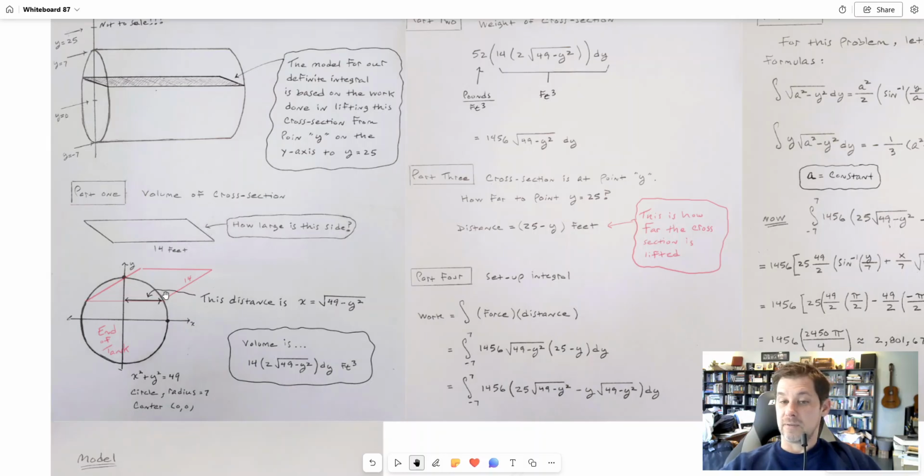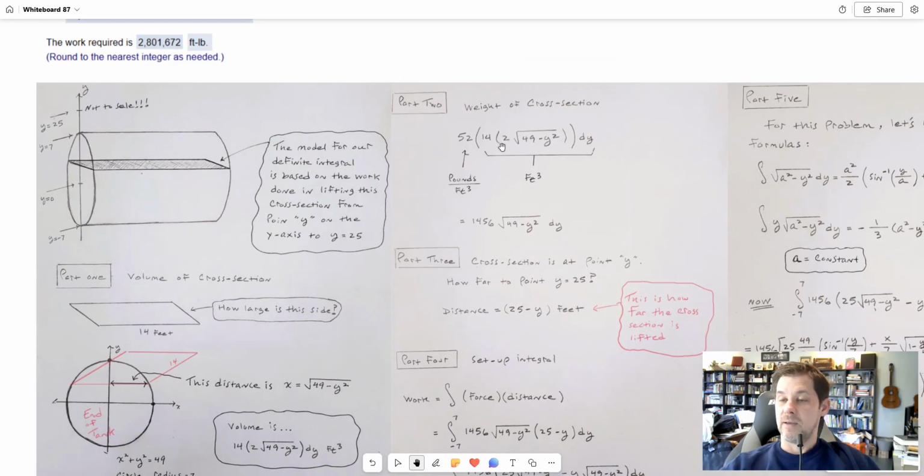So here goes. The volume of this cross section right here is 14, which is this side, 2 root 49 minus y squared, which is this side, and then dy, which is our imaginary thickness that the cross section has. And that will be in cubic feet because all of our measurements are in feet. Okay, so now I know the volume of the cross section.